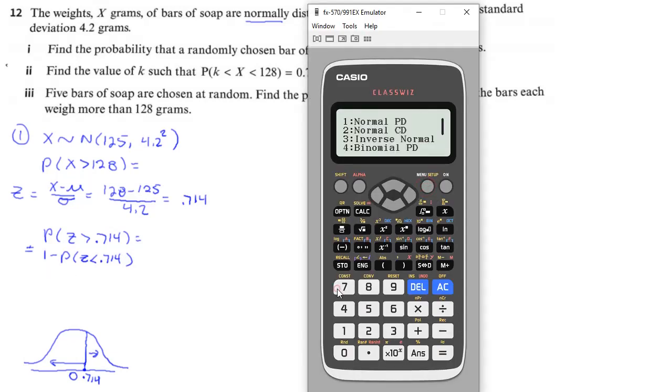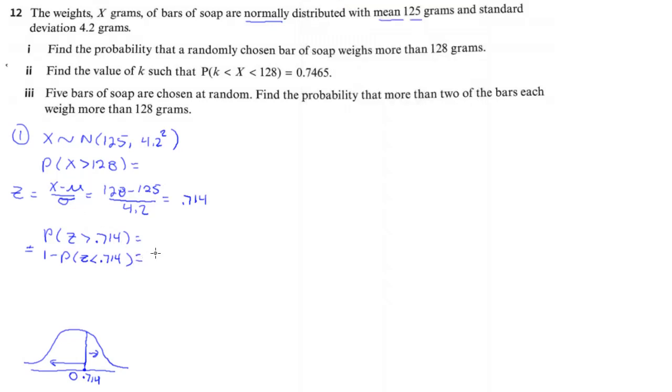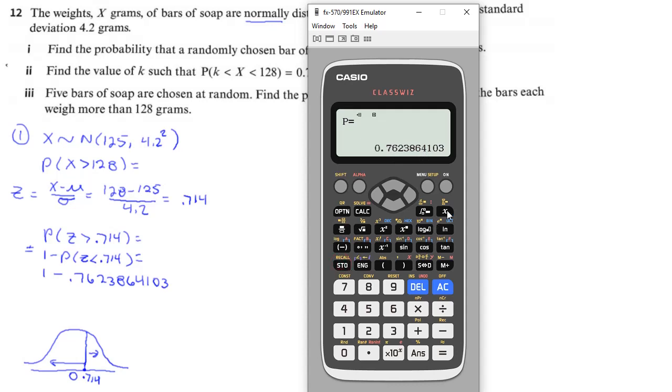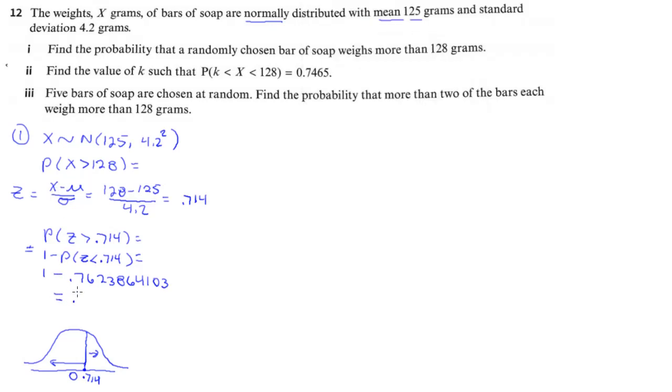At any rate, when I go to the calculator and inverse normal, the lower boundary is going to be negative 9 times 10 to the 99, and the upper boundary is going to be 0.714. And then I leave the standard deviation and mean the same, and I find out that I get a probability of 0.76238, blah, blah, blah. And when I subtract that from 1, I can store it into x, and then go back to the main menu, the calculation menu, and do 1 minus x, and that gives me this, to save me from retyping the whole thing. I find out the probability is going to be 0.238.